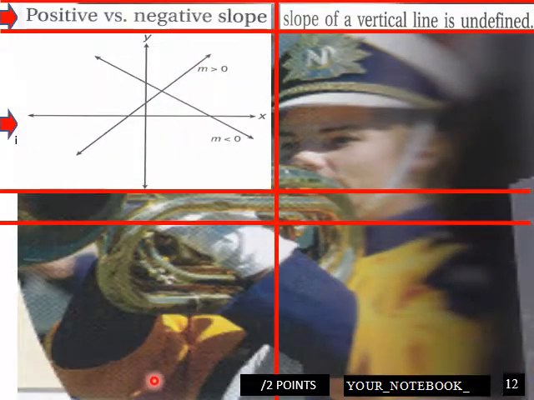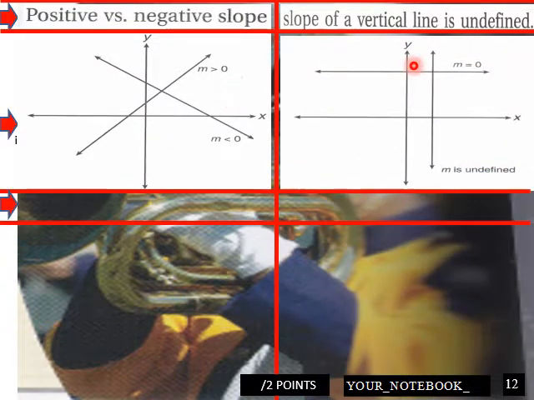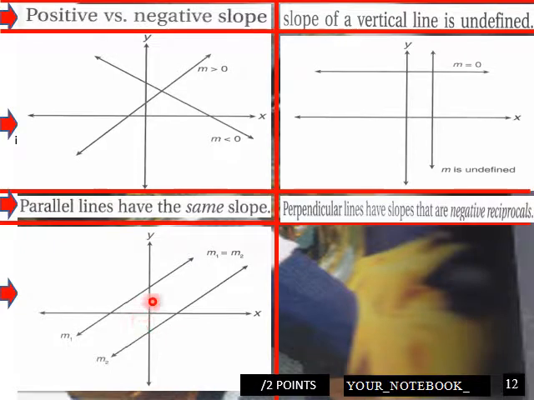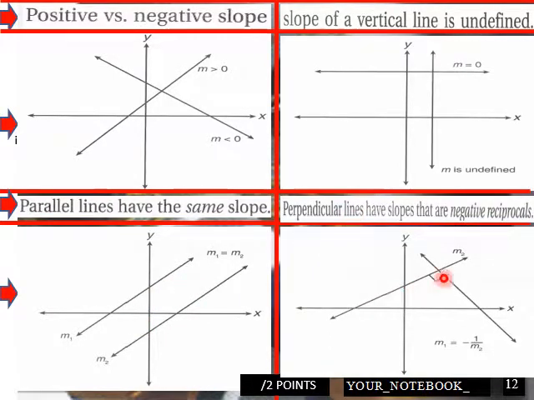So positive, negative slope again, slope of undefined line. Then we have parallel lines here, and then perpendiculars are here. So they're negative reciprocals. This line here will be the negative reciprocal of this line here. So this line here will be the negative reciprocal of this line here. m1 equals the negative of 1 over m2 is what it would be.